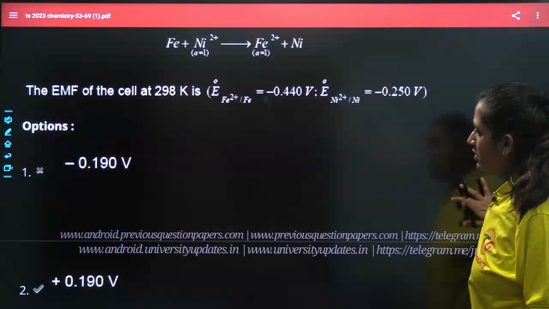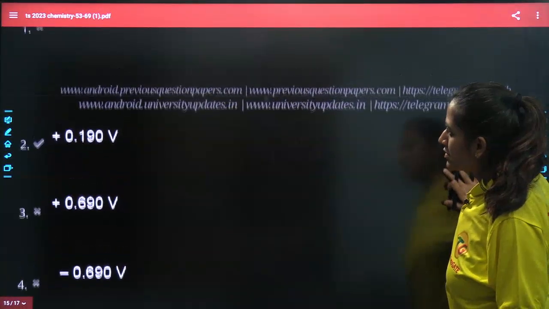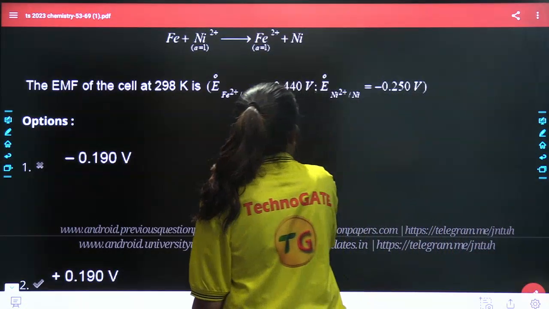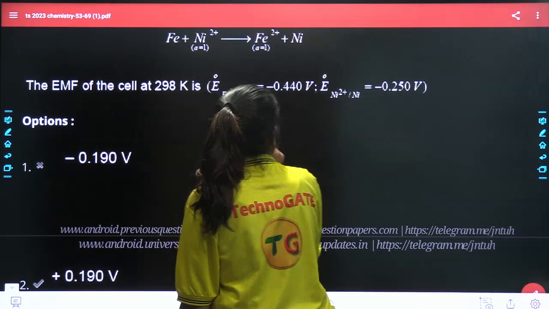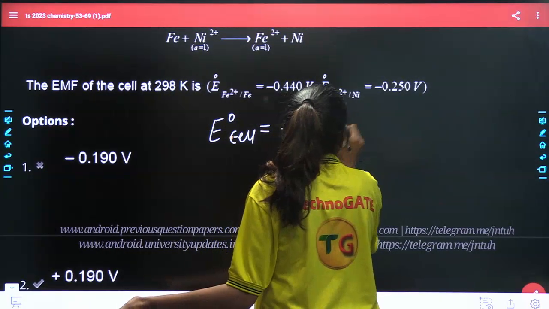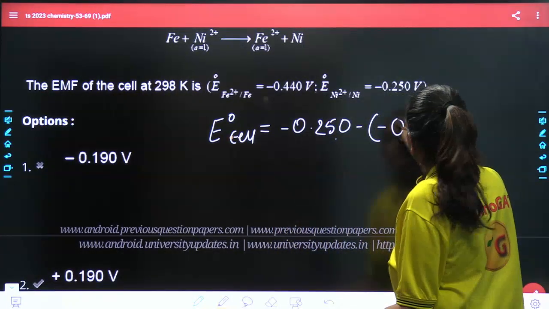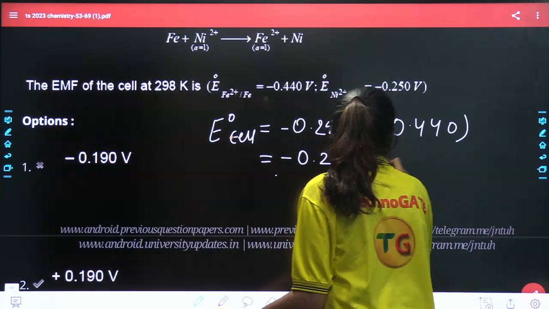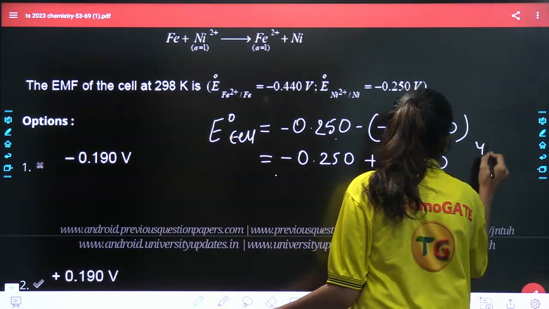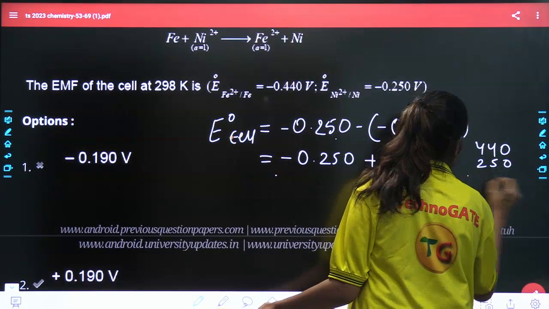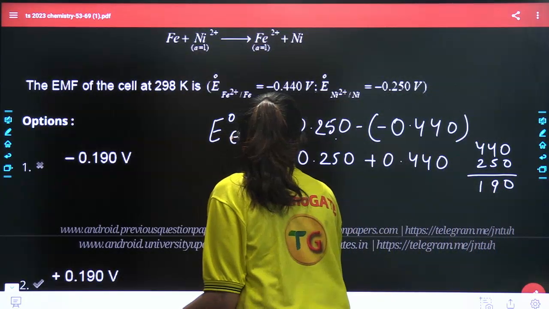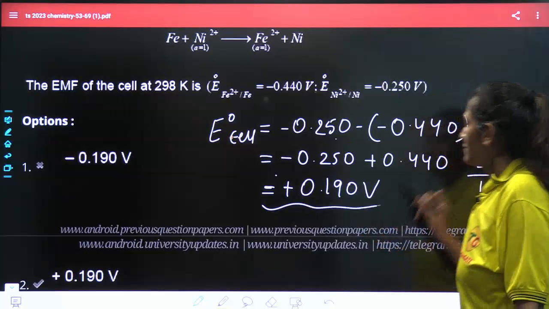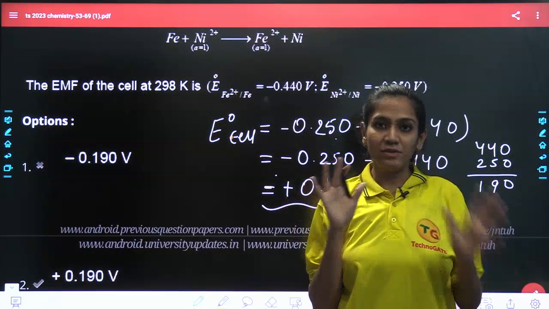Now let's see. Did I make a mistake? Let's see. In calculation, here E naught cell is equal to, yes, sorry, calculation error, minus 0.440 minus 0.250. It would be plus 0.440 and 440 is 0, 9 and 1. Yeah, sorry. It would be plus 0.190 volt. So our correct option would be option number 2. Clear? Do not make mistakes like me and do not use calculators.